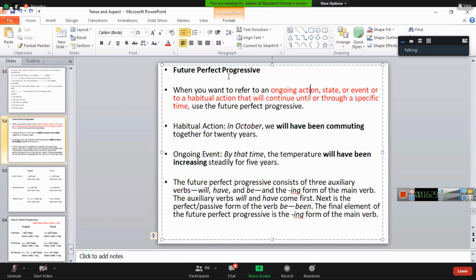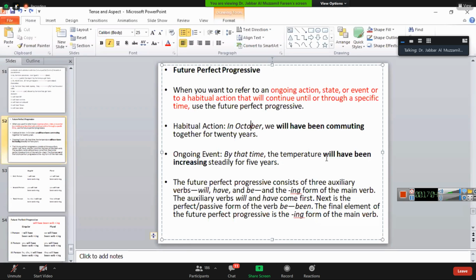So that course reflects progressive, continuous. So what are the habitual actions, ongoing events? That's all you have to see. In October, we will have been commuting together for 20 years. So here, by this October, what does that mean? Even today you are commuting, both of you, okay. The point is, by October we would have been traveling for around 20 years. So that is the point: will have been.